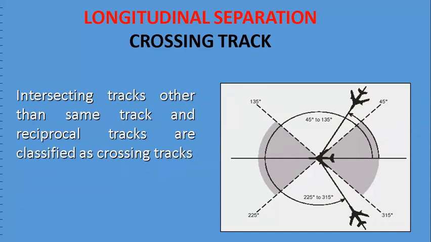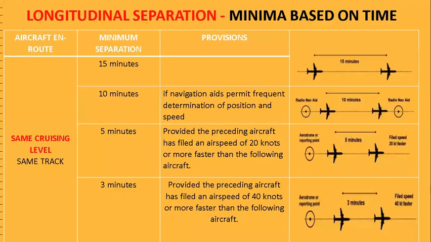We define a crossing track like this: the track difference is more than 45 degrees but less than 135 degrees, or greater than 225 degrees but less than 315 degrees. These track differences are crossing tracks. Now we will discuss longitudinal separation. It is classified into two types, time-based or distance-based. First we will discuss time-based longitudinal separation.